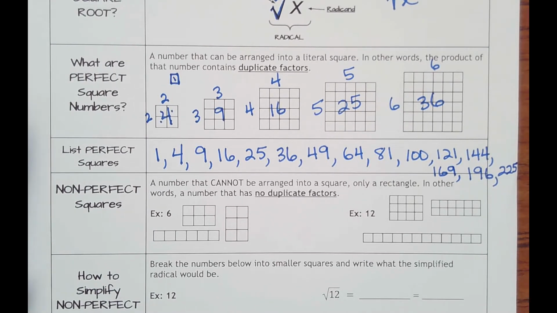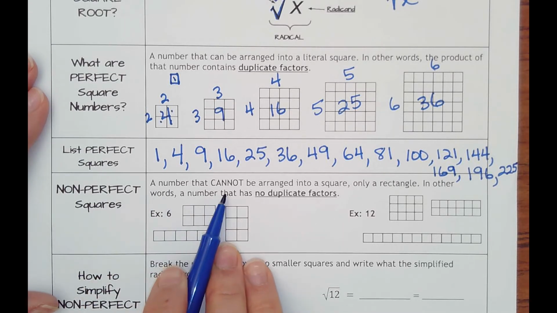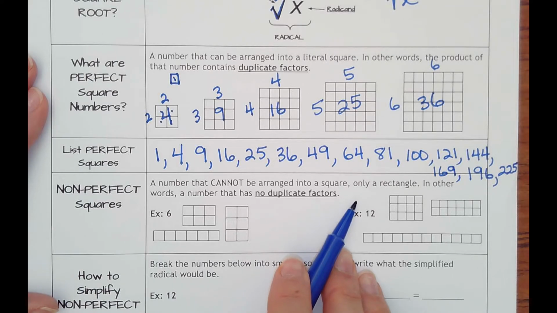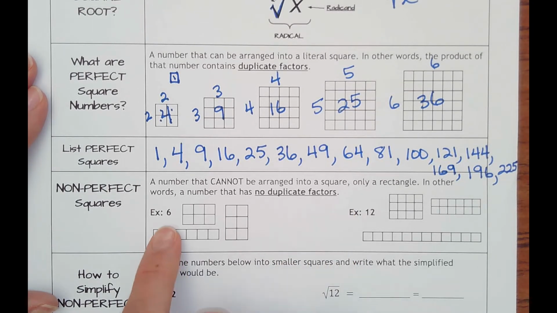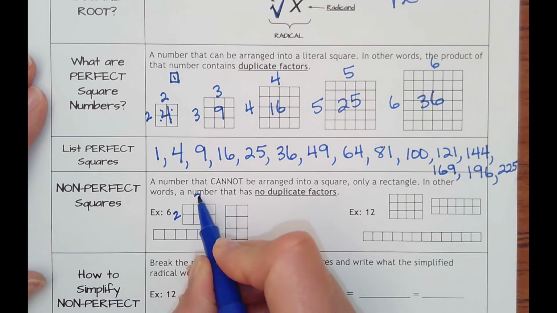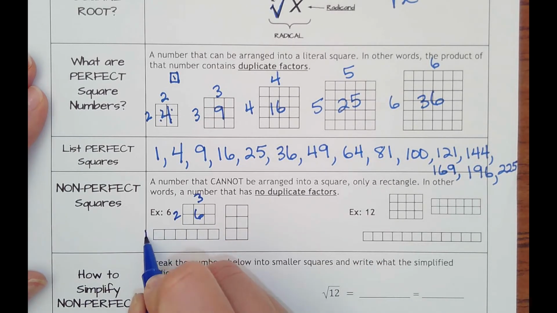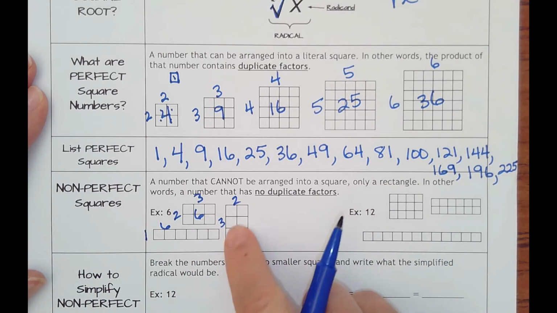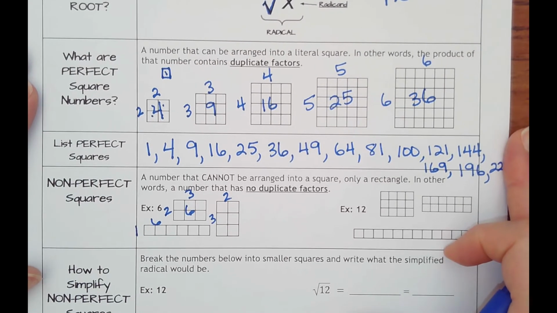It might. Okay, so if we learn about perfect squares, now let's talk about a non-perfect square. A non-perfect square is a number that cannot be arranged into a square. It would be only a rectangle. In other words, a number that has no duplicate factors. So when we start out learning this, kids will say, okay, well 6. 6 is a nice even number. It must be a perfect square. But if you had 6 little squares cut out on your table and I said arrange them into a square, you couldn't do it. You could put them in a 2 by 3. That makes 6, but that's a rectangle. 1 by 6. That makes 6, that's a rectangle. A 3 by 2. See how there's no multiplication of a number times itself, so it's not a perfect square.